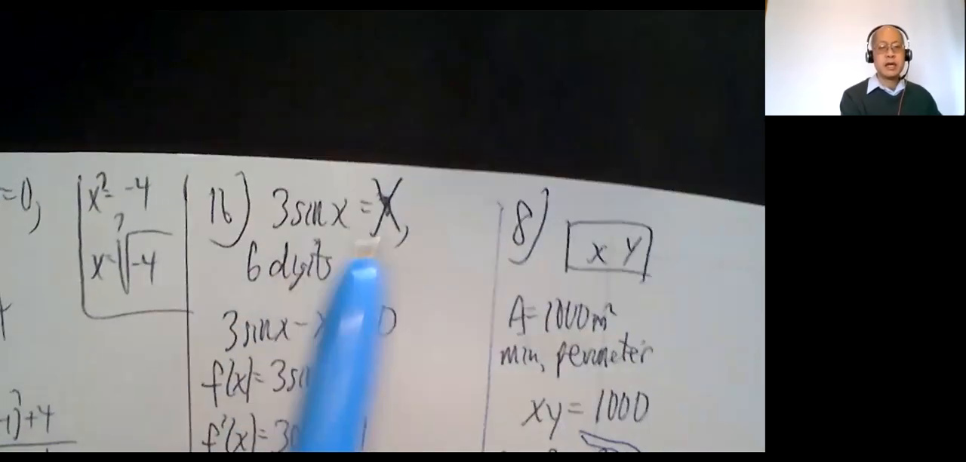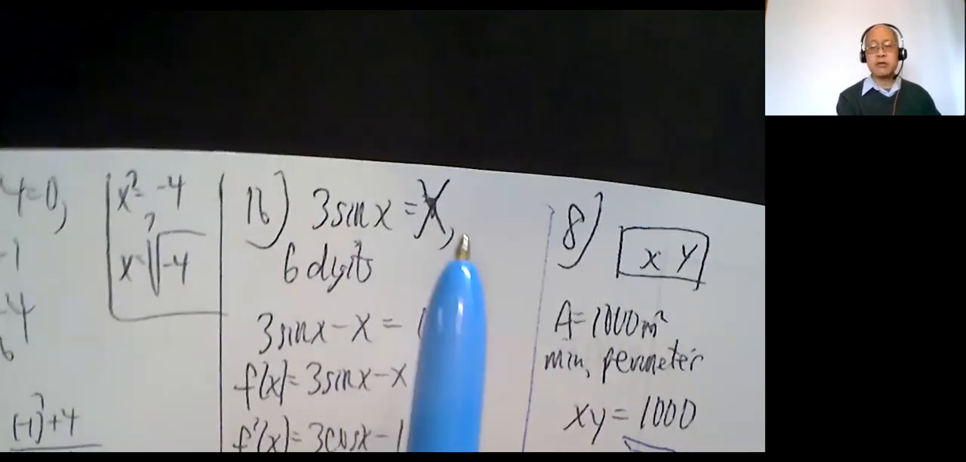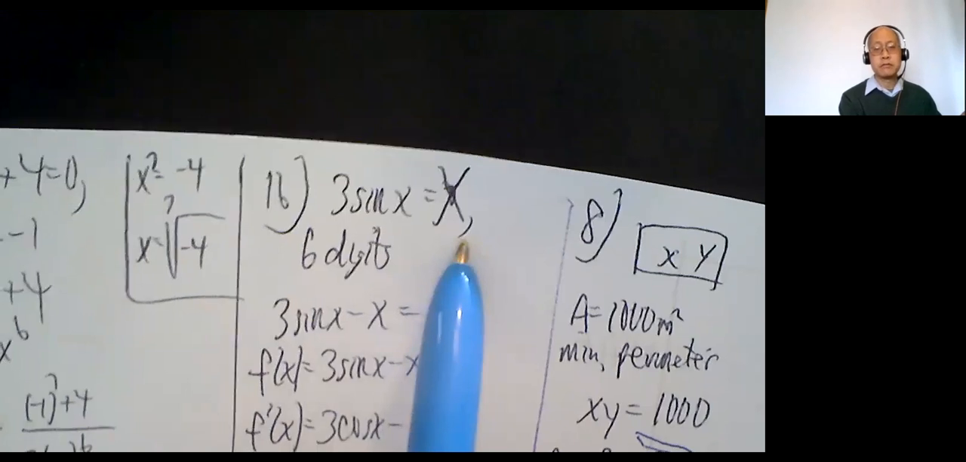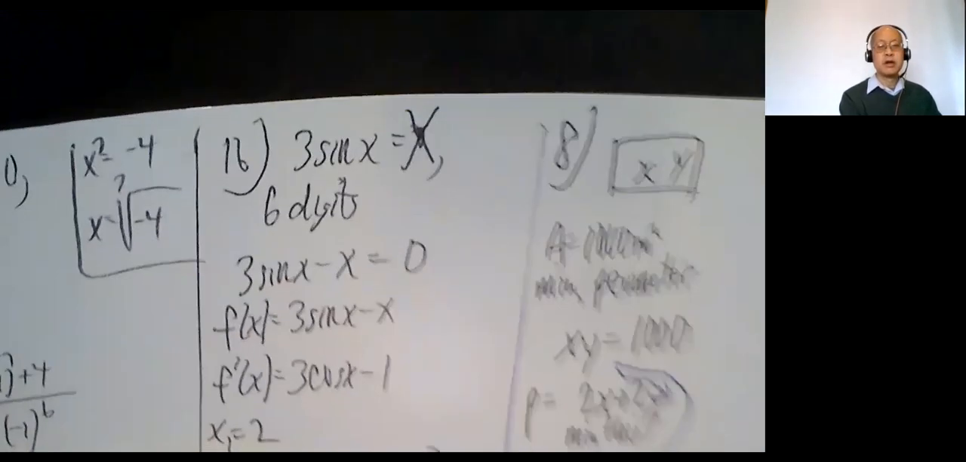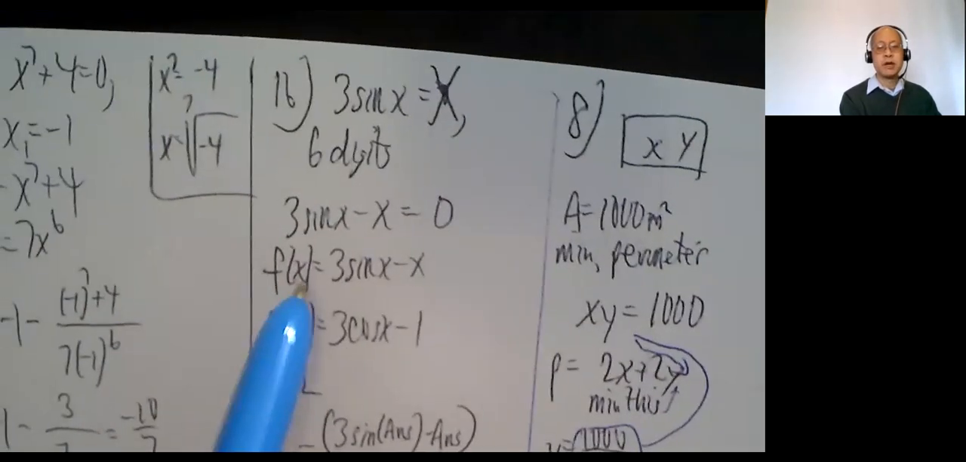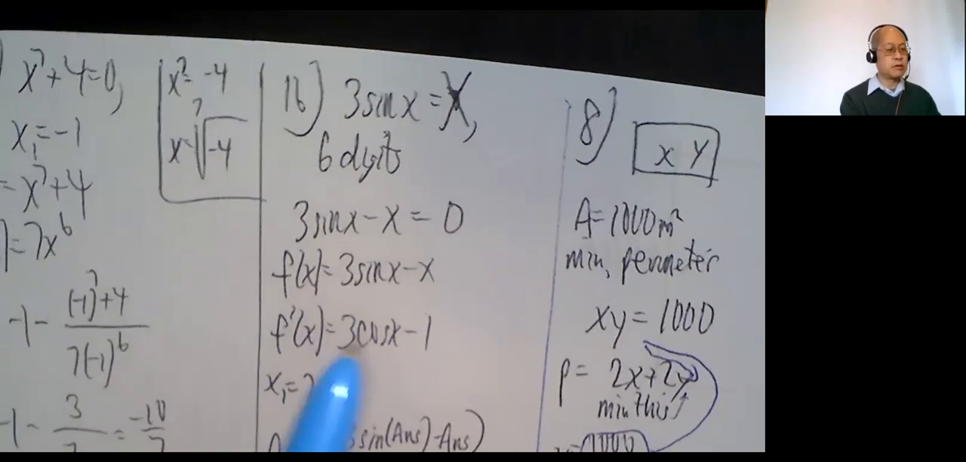3 sine x equals x, 6 digits. Okay, see how the right-hand side is not 0? I make it 0. Just subtract over: 3 sine x minus x equals 0. So that's my function. The derivative is 3 cosine x minus 1.